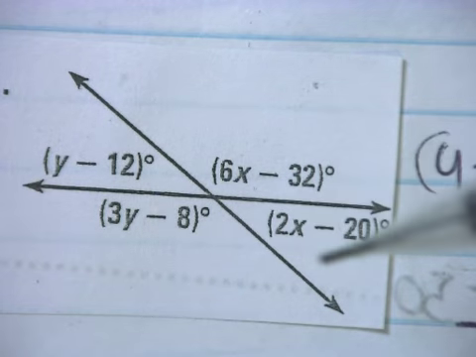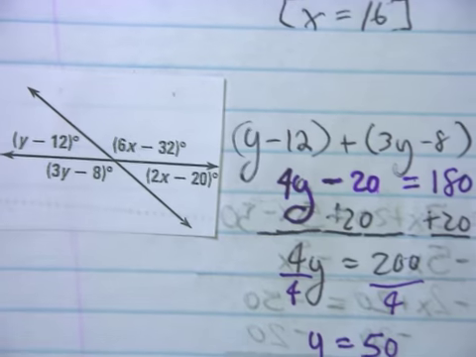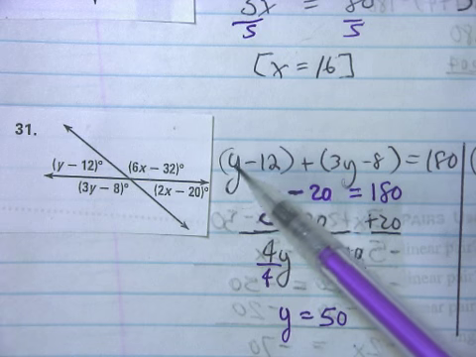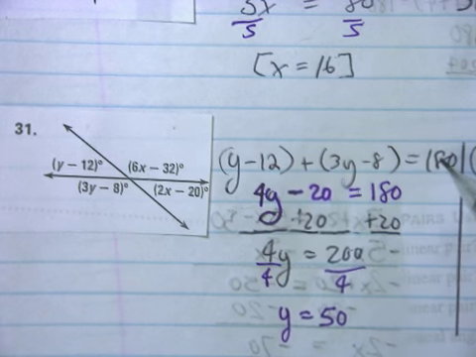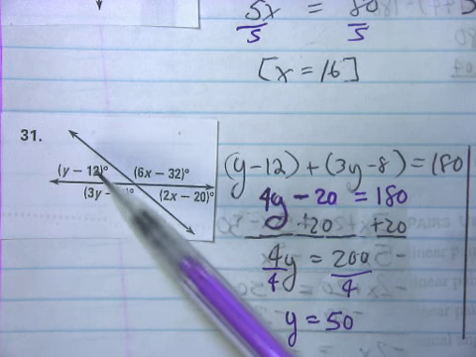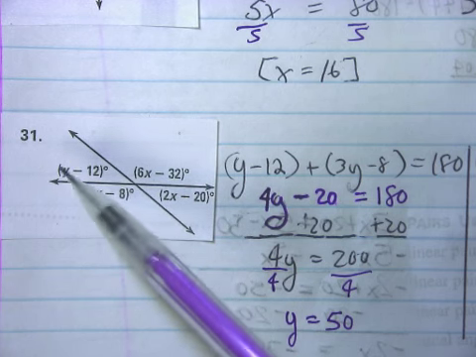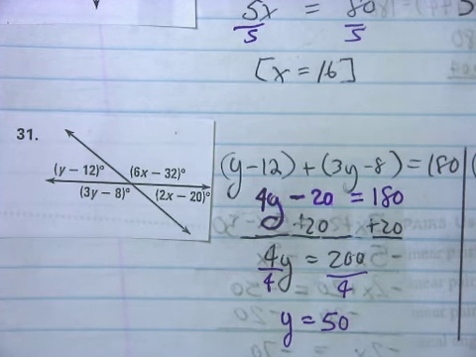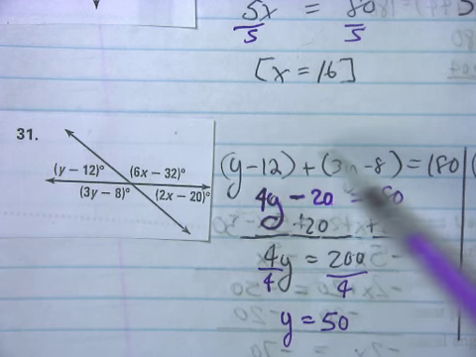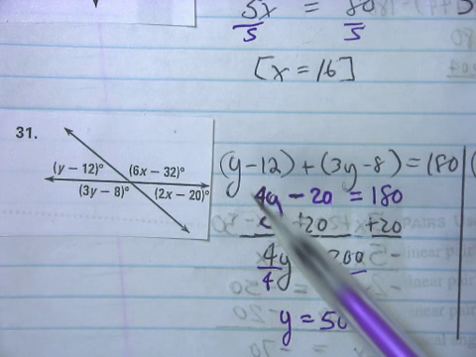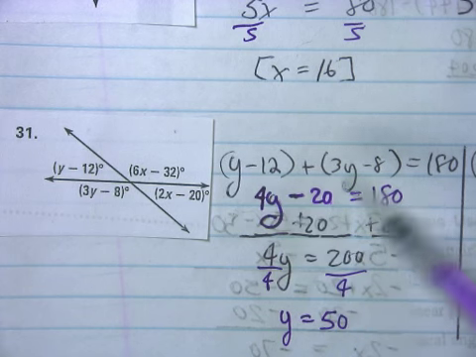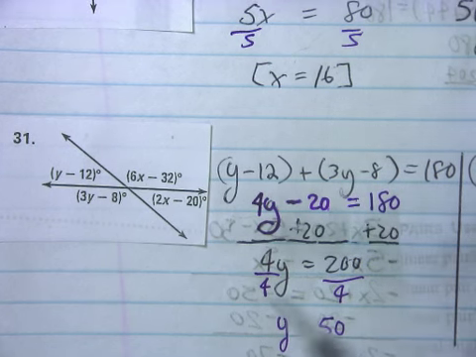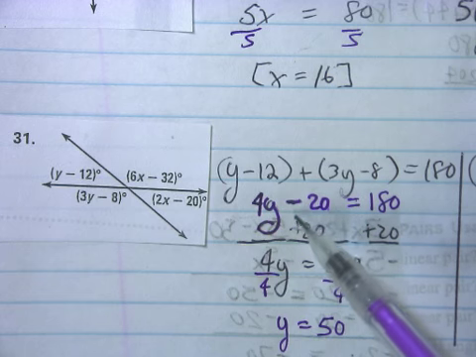So let's solve for y first. Let's add these two angles together and solve for y. I'm going to add these two angles together, y minus 12 plus 3y minus 8, and set it equal to 180. Because I know that these two angles are supplementary, they're a linear pair, they add up to 180, so if I add them together and combine like terms, they should equal 180. So first things first, y plus 3y is going to give me 4y. Negative 12 plus negative 8 is going to give me negative 20, and that's going to be equal to 180.